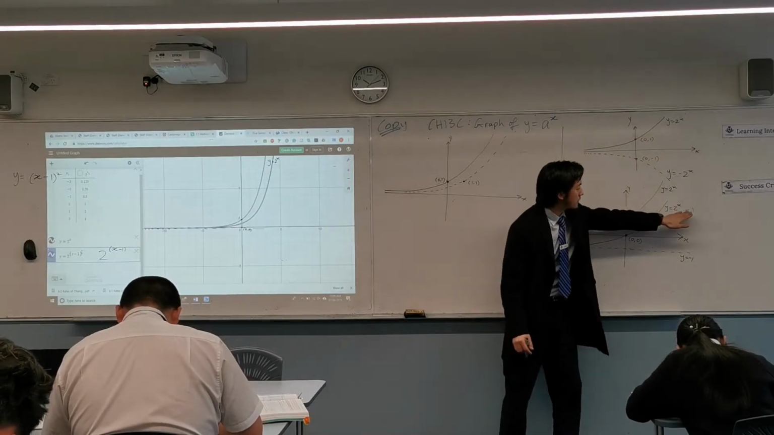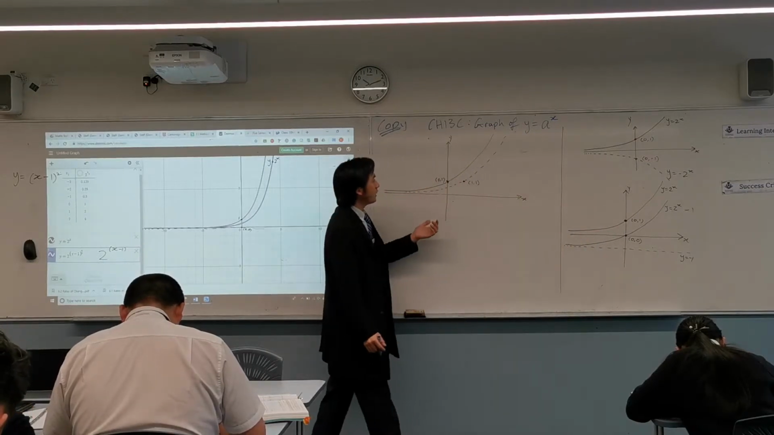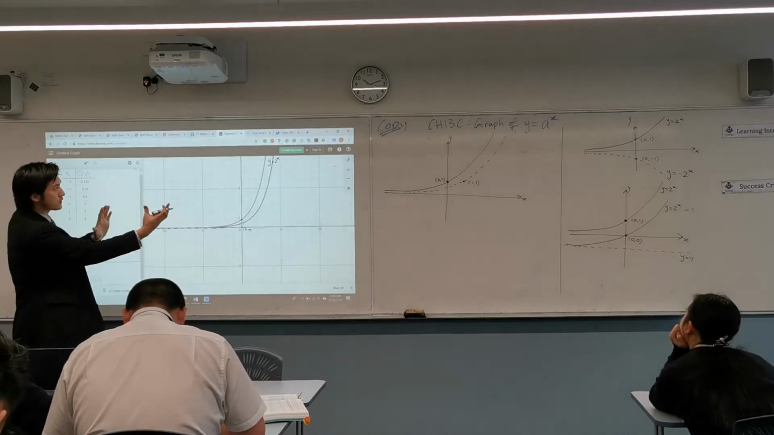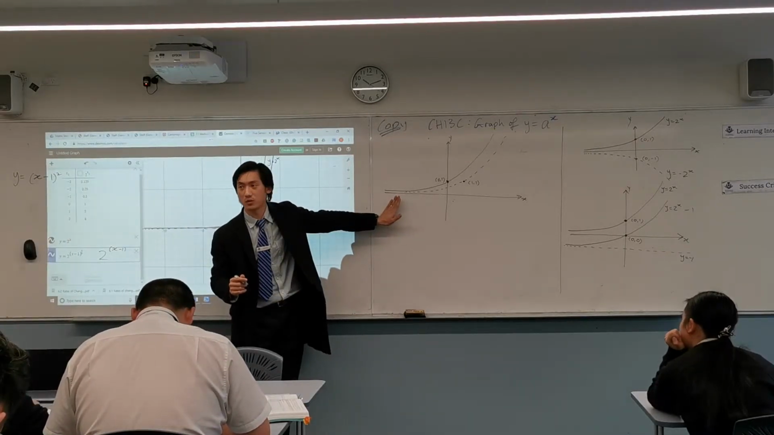If you have a constant that's added or subtracted, that shifts it vertically. If you have a constant that's added or subtracted from the x, that shifts the graph right or left. And lastly, there's also an asymptote that we need to worry about.